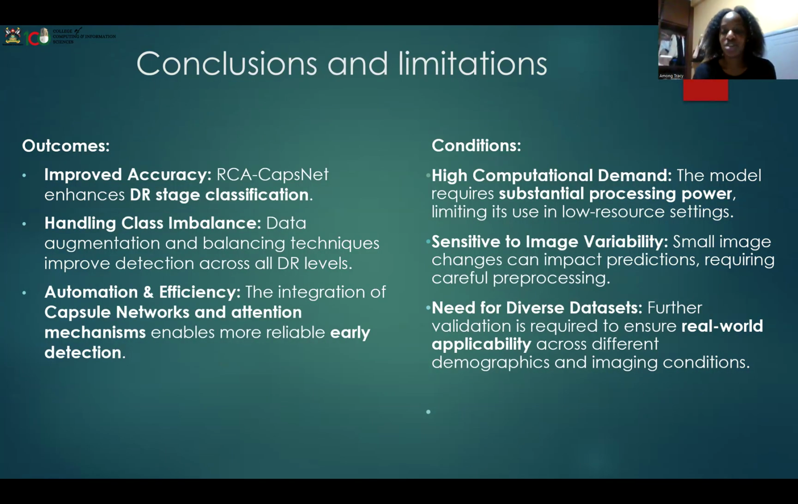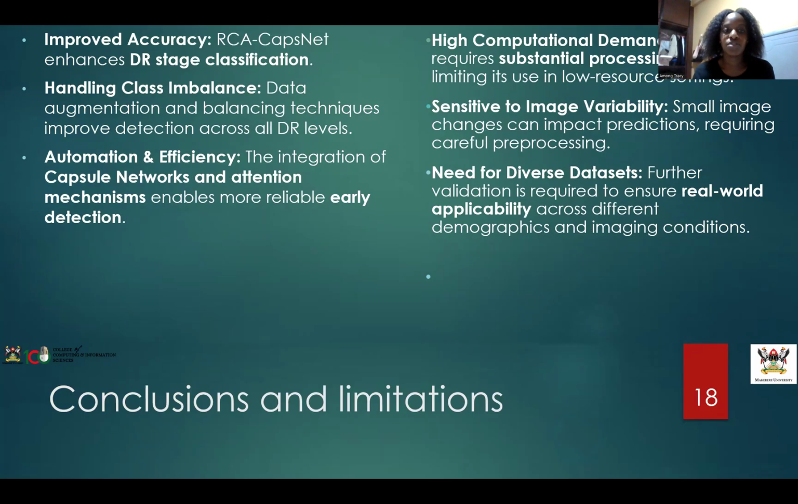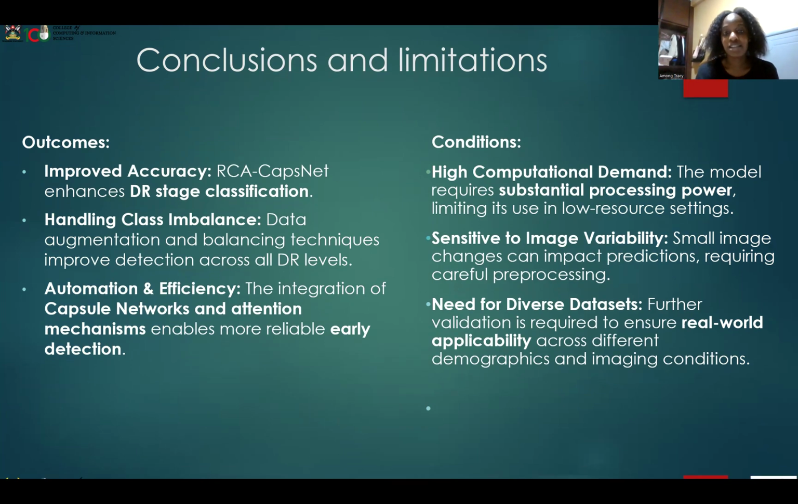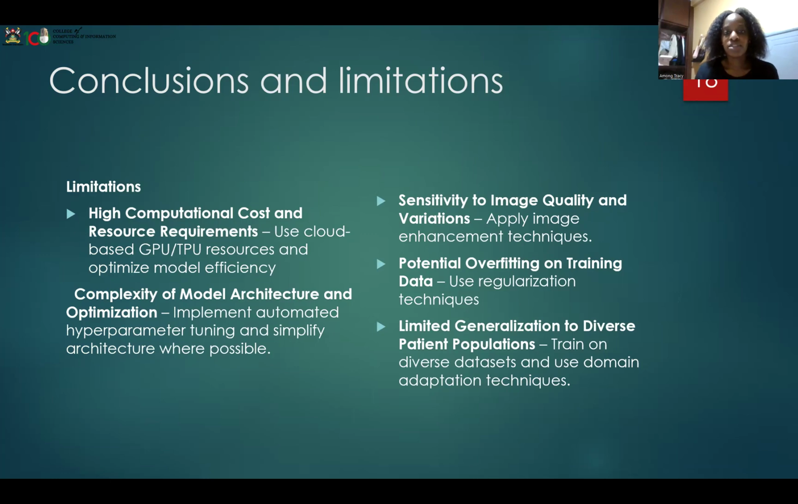Hello, I'm going to take you through the conclusions and limitations plus the future works. So in the conclusions, we have improved accuracy, handling class imbalance, automation, and efficiency. These outcomes are what we expect from the models that we have built and also from the project generally. Then for limitations, we have high computational demand, sensitivity to image variability, and the need for diverse datasets. The limitations are the problems we have faced as we have been going on with our project.